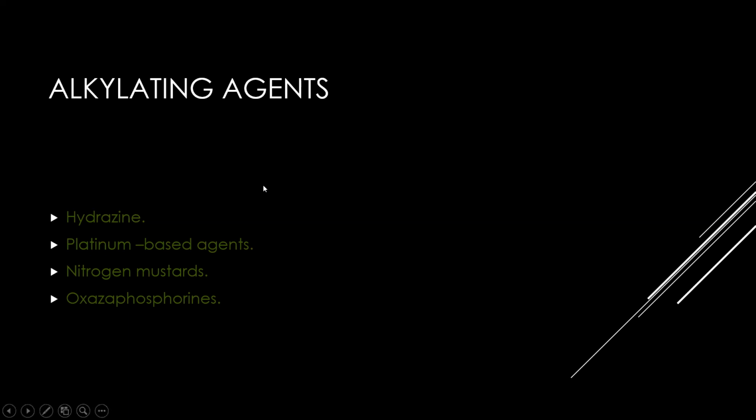Alkylating agents are not as effective on rapidly growing cells. If our cancer cells are dividing very fast, then these alkylating agents don't work on them. And the best examples of alkylating agents are nitrogen mustards, hydrazine, platinum-based agents, or oxazaphosphorines. Even it includes chlorambucil.